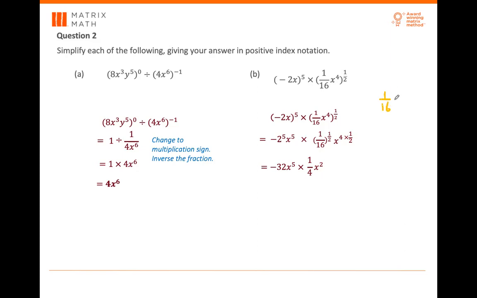1 over 16 to the power of half is basically telling you it's a square root of 1 over 16. So you will have 1 over 4. x to the power of 4 times half will be x to the power of 2. Okay, so same thing here as well. So negative 32 times 1 over 4, and then x to the power of 5 times x to the power of 2, the powers add together. So minus 32 times 1 over 4 will give you a minus 8. x to the power of 5 plus 2 will be x to the power of 7.